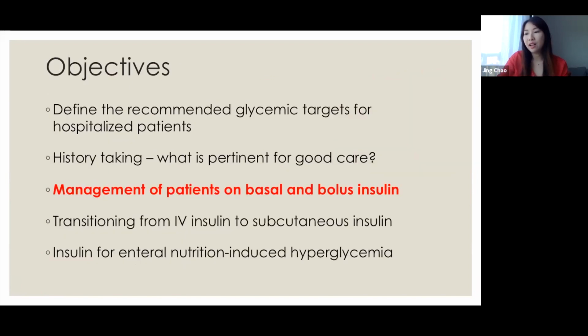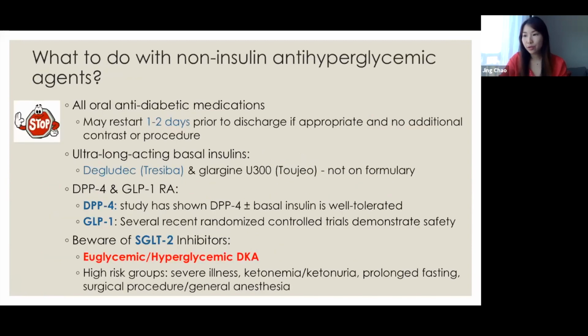All right, now we will briefly discuss the fundamental concepts in diabetes management, the basal bolus insulin. So when patients are admitted to the hospital, what do we do with their non-insulin anti-hyperglycemic agents? The answer to that question is we routinely stop all oral agents when patients get admitted to the hospital, due to the literature suggesting that insulin is the safest on the inpatient side. This remains the guideline from ADA at this time. When no more contrast dye or procedure is planned, and the discharge is anticipated in 1 to 2 days, it is reasonable to restart an oral medication again.